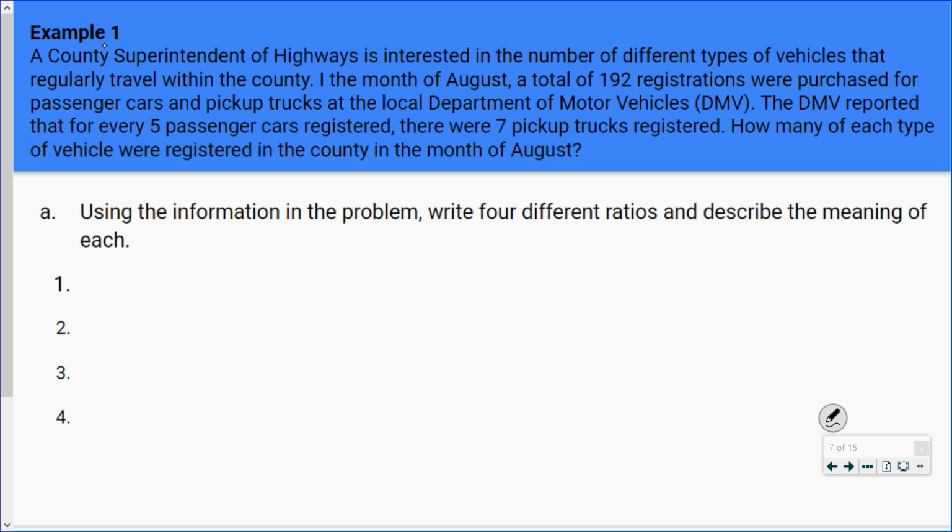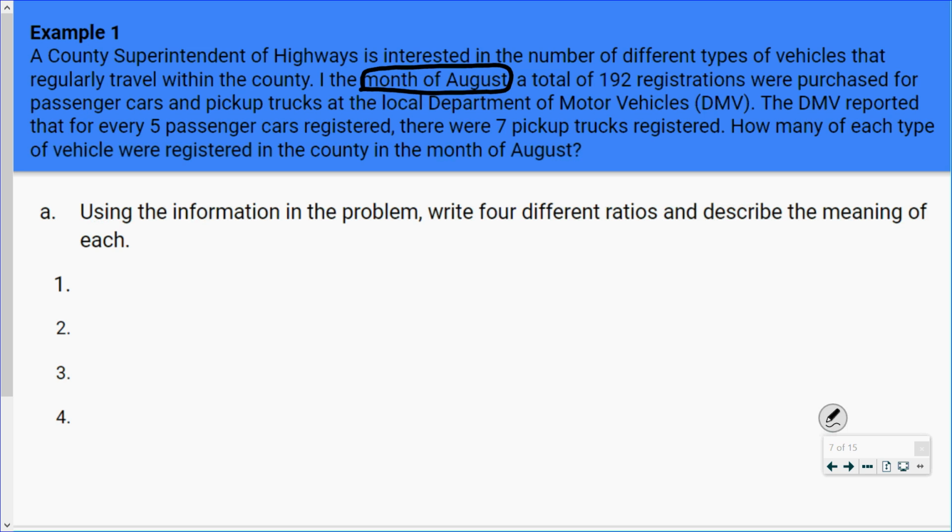DMV reported that for every 5 passenger cars registered, there were 7 pickup trucks registered. How many of each type of vehicle were registered in the county in the month of August? Okay, so they gave us a lot of information here. First thing we want to look at, we're talking about the whole month of August, okay?